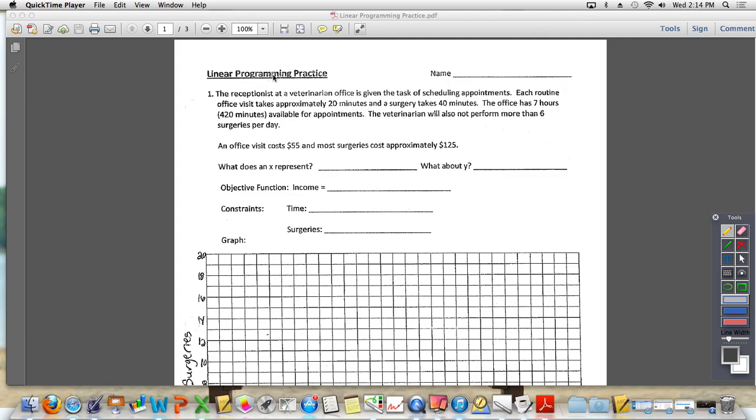All right, today we are going to start a process called linear programming. And almost everything we're going to do today is stuff that you've already done. We're going to tie together everything that we've talked about over the last couple of weeks.